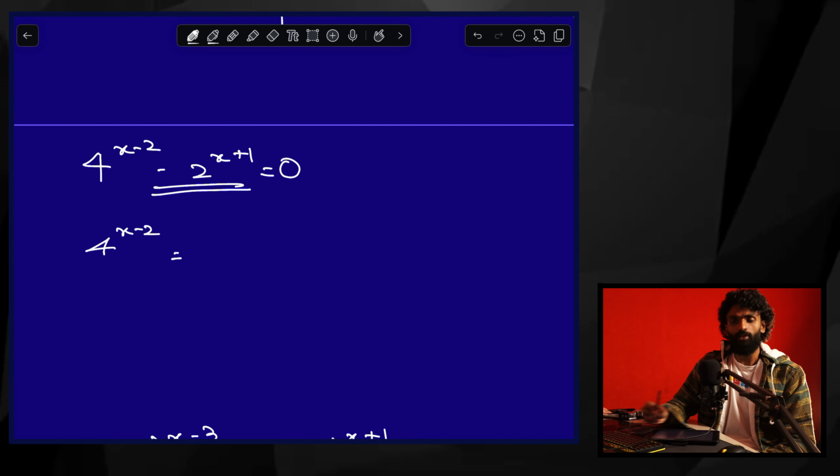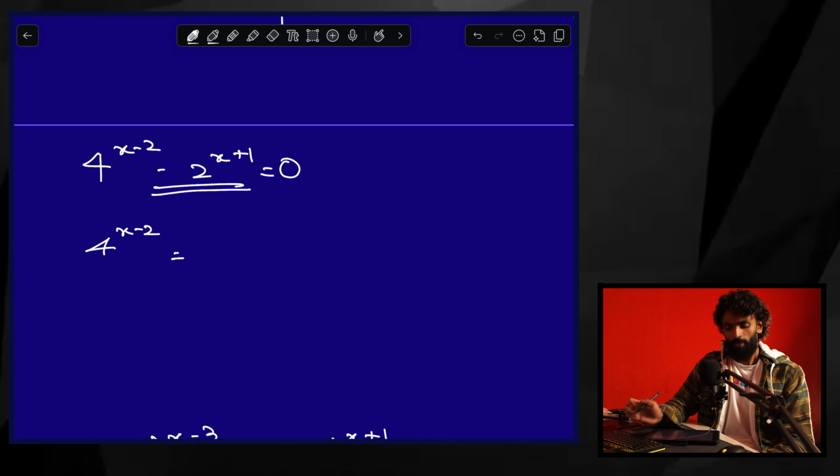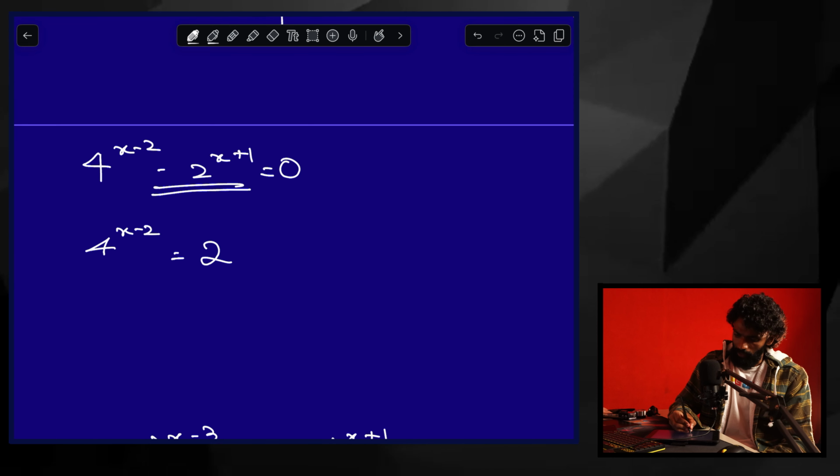Obviously, you'll have a question. What about the power? Will the power change? Absolutely no. So if you write 2 as it is, since you change the minus 2 to plus 2, that's the only change in the base. The power remains as x plus 1.